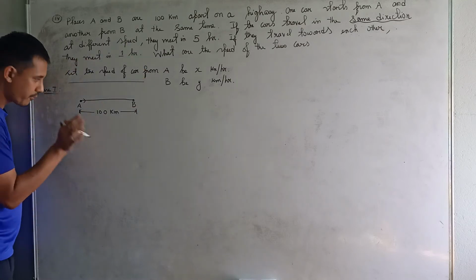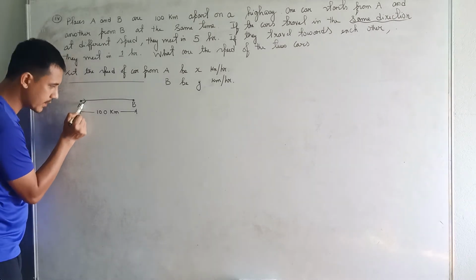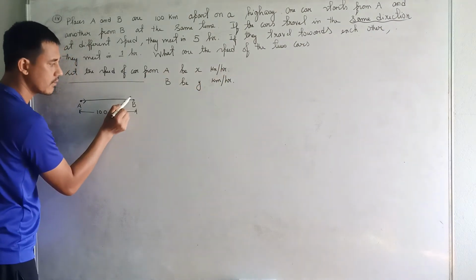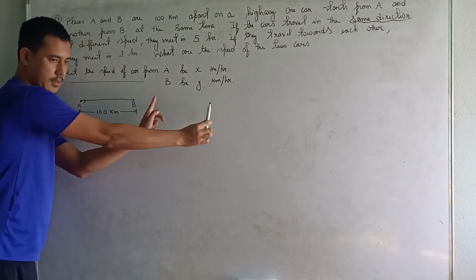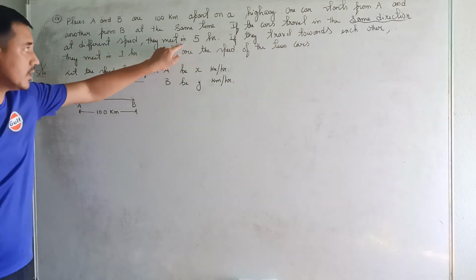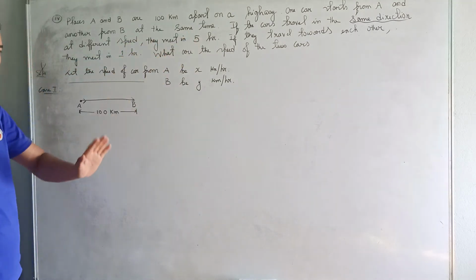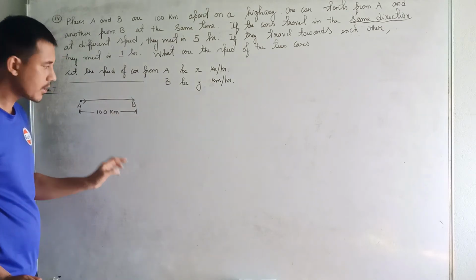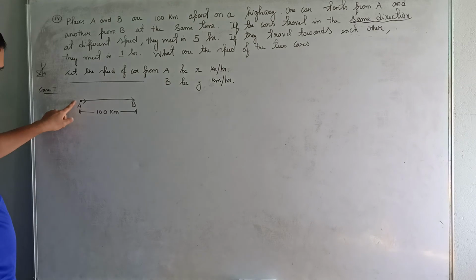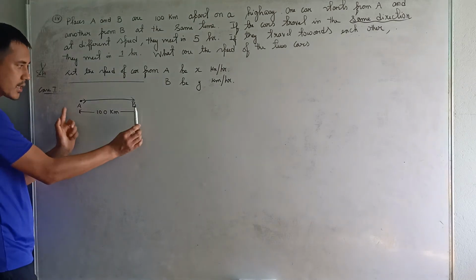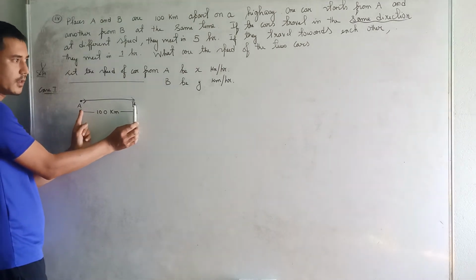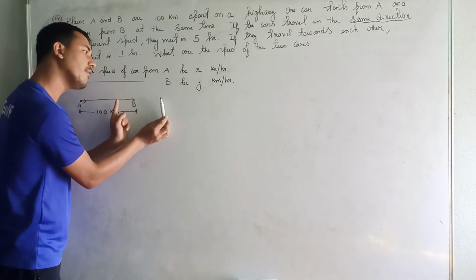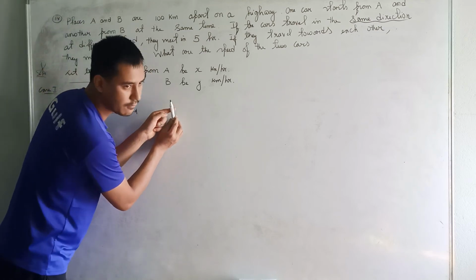So the car from A, if it goes towards the right, where will the car at B go? Towards the right. Both of them will go towards the right. And they meet in 5 hours. They didn't stop. They travel continuously for 5 hours, then they meet. That means A is faster than B. Their distance is 100 kilometers apart, very far. They started at the same time, in the same direction, and met in 5 hours. Means A could catch up with B in 5 hours.